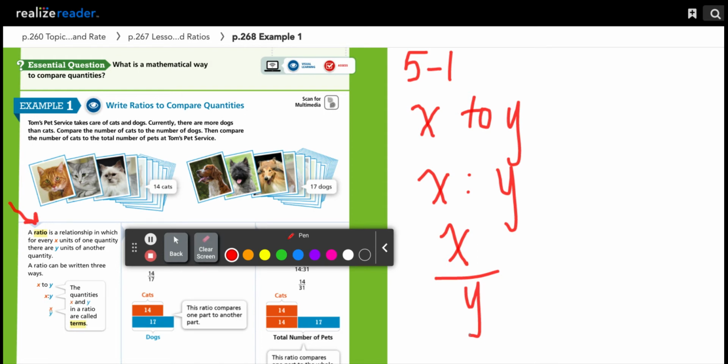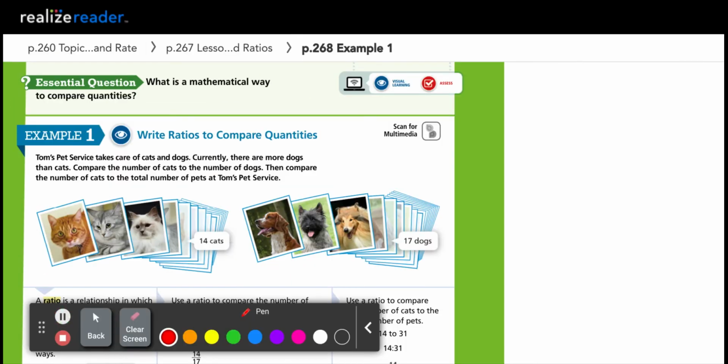I want you to have this written in your notebook. X to Y using the word, X to Y using the colon, and X to Y using a fraction. So make sure you have those 3 examples written in your notebook. So now let's look at example 1.